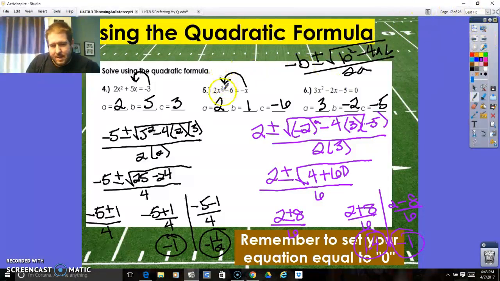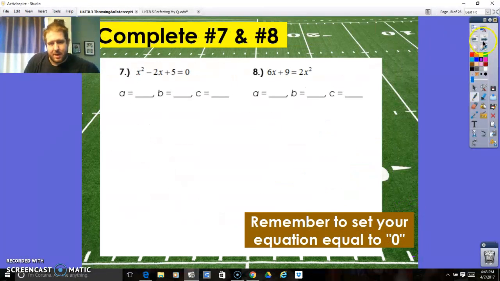All right, so we've done an example of not only having to set it equal to 0, but then we substituted it into the equation, and then we simplified the discriminant, and we solved our two answers at the end. So we did a lot there. That's basically putting everything together using the quadratic formula.